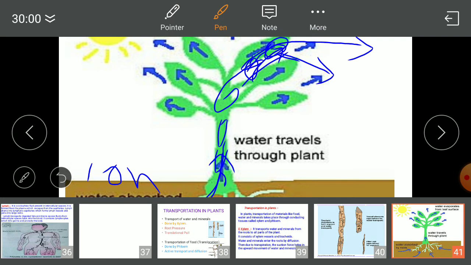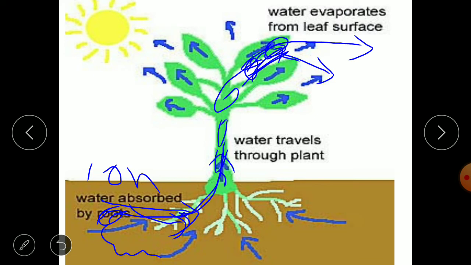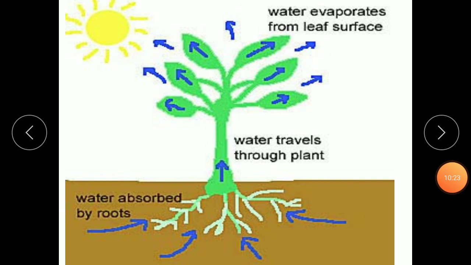In the same way, when water rises from here, there is less water pressure here, so water will rise up from the lower parts. Okay. This process takes place continuously, and in this way the water is pulled upwards. This pull is created due to transpiration, so it is called transpirational pull.